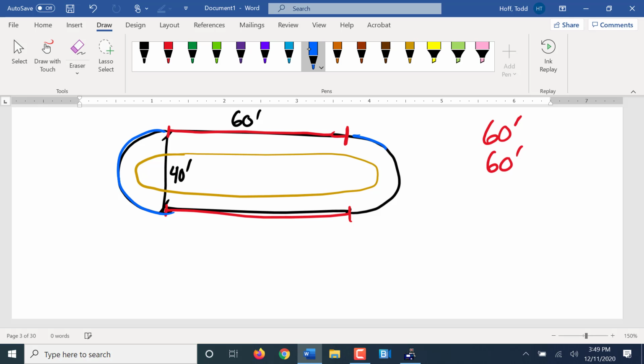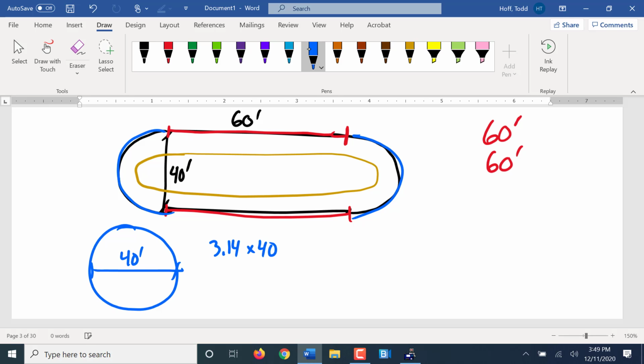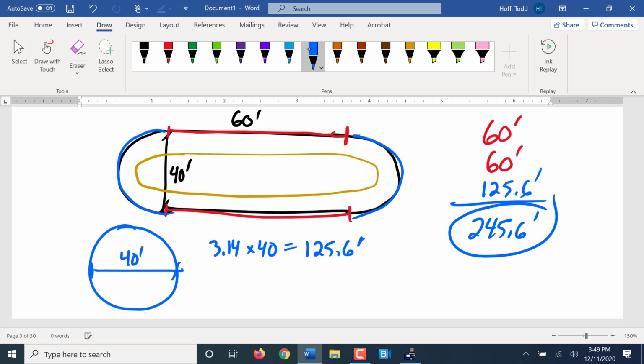How do we find these two pieces? Pi times 40, you got it. It's a diameter across there of 40. Yes. What does this give us total here? So 125.6 feet added to the two 60-foot lengths gives us 245.6 feet. Any questions there?